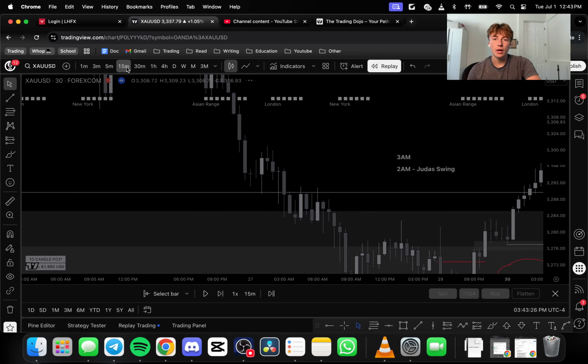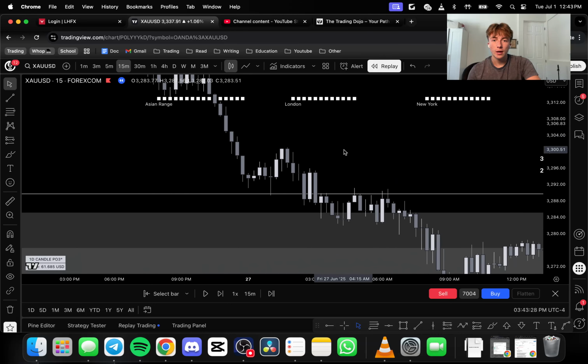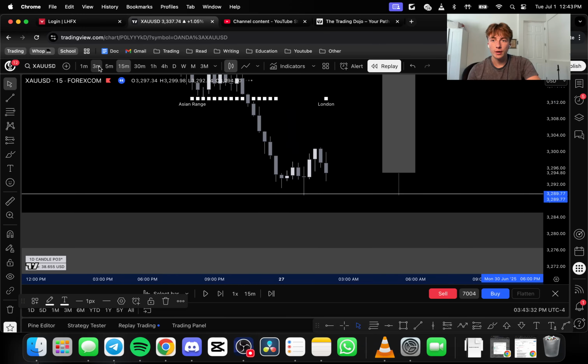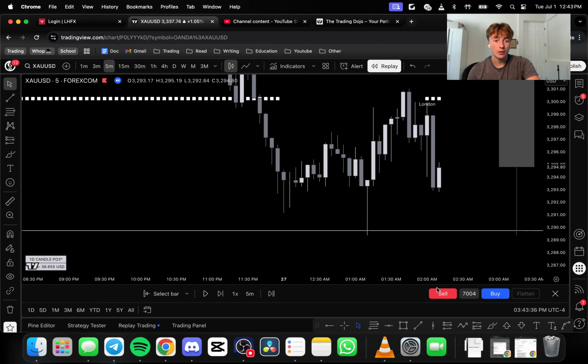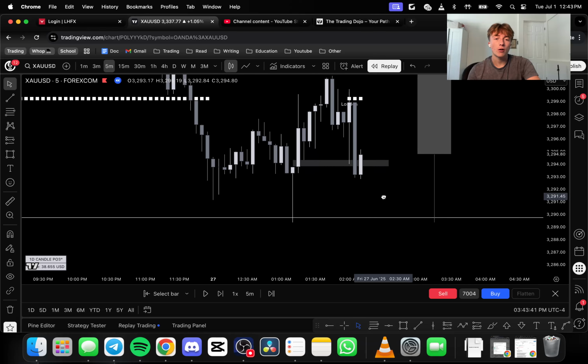But typically, if you are looking for that Judas swing and you get an expansion move like this, where it moves in the opposite direction, enough to the point where you get an IFVG, just like this, then you can use that IFVG as your confirmation to go lower.